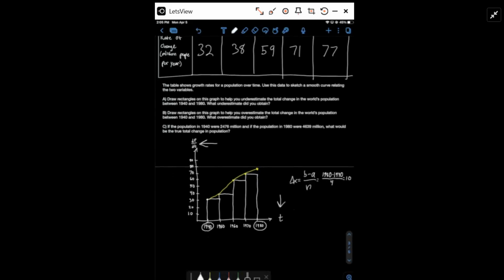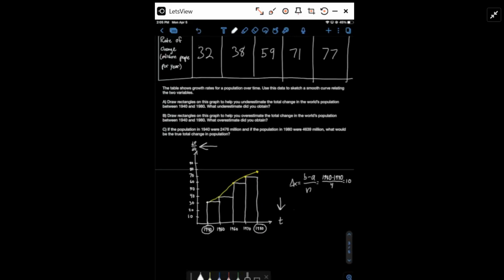Then we are going to take the height of each rectangle and multiply it by delta x. So the underestimate is going to look like this. We have delta x times the height, base times height of each rectangle, 10 times 32 plus 10 times 38 plus 10 times 59 plus 10 times 71. That's going to equal 2000 when you plug it into your calculator.